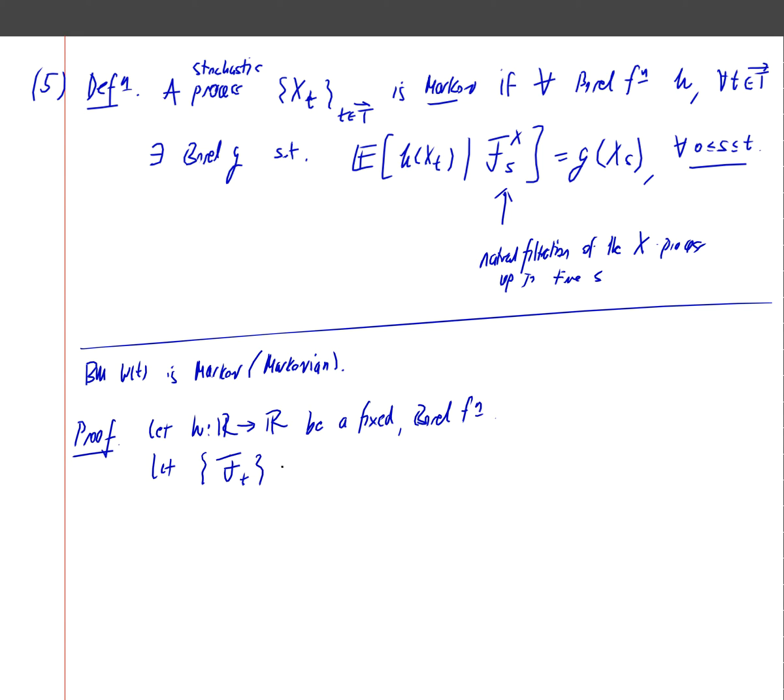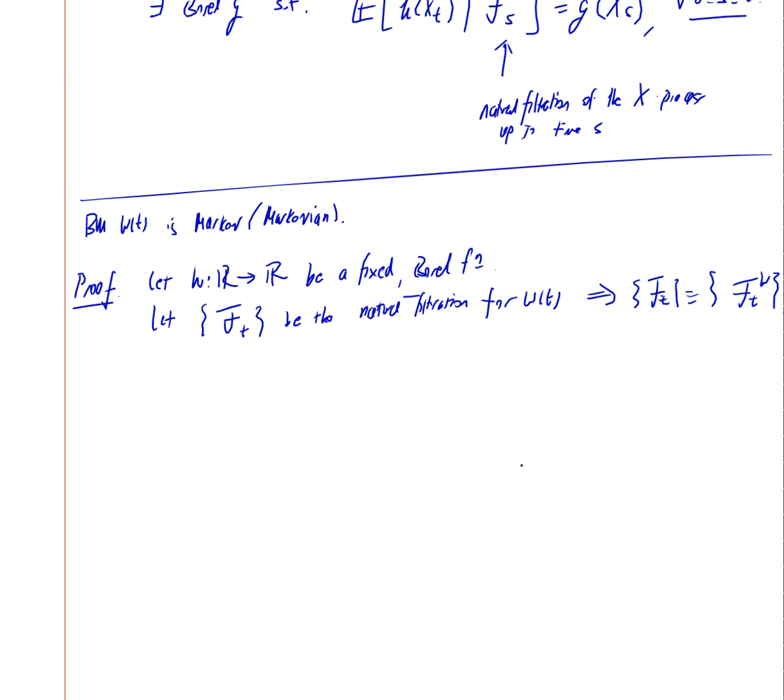And we're going to let this guy here be the natural filtration for Wt. Basically what I'm saying is that this is going to be defined as the natural filtration of Brownian motion. Okay, so we've constructed our filtration, we've fixed a Borel function.